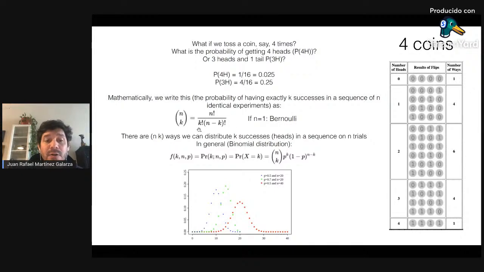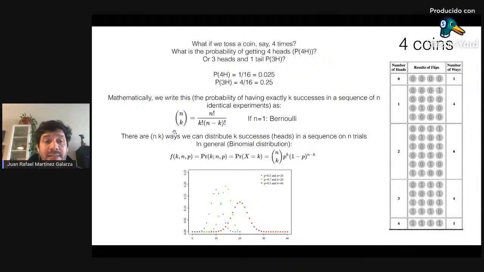And this, the Bernoulli distribution, well, the binomial distribution really, gives you a mathematical expression for the probability of having exactly k successes in a sequence of n identical experiments. And that's given in terms of the factorial of n and k factorial and the factorial of the difference between the two. This will give you the probability distribution for getting exactly k successes in a sequence of n identical experiments. So if n is 1, if you do this only once, then you get the Bernoulli distribution, which is basically the probability of a single coin toss.